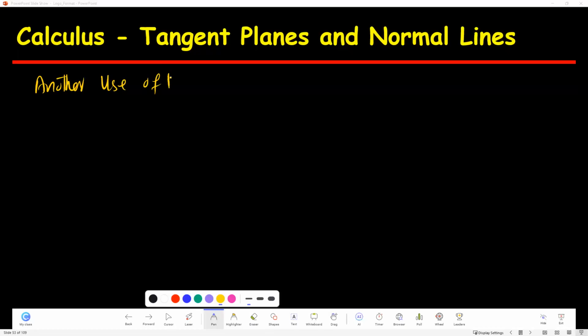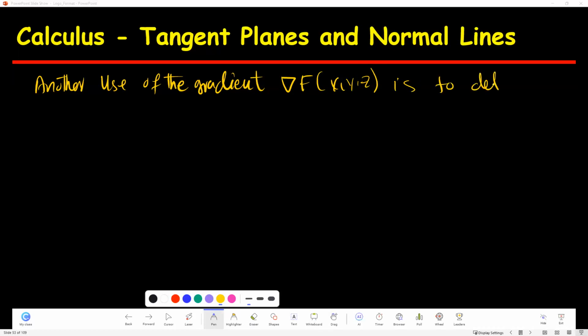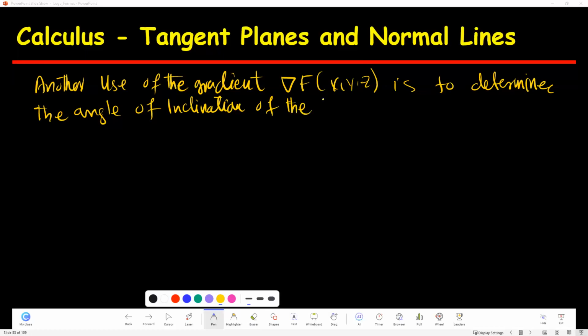Another use of the gradient. So really, if you think about what we are talking about right now, the application of the gradient is to determine the angle of inclination of the tangent plane to the surface. Okay. And what does that mean?